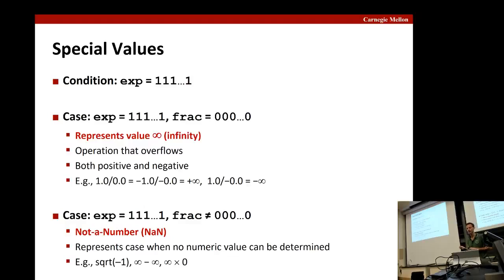That represents the cases where, as it says here, no numerical value can be determined. If you try to take the square root of -1, you're getting an imaginary number. If you try to do improper arithmetic with infinity, it's not a number, and so forth. So those are the two special values.